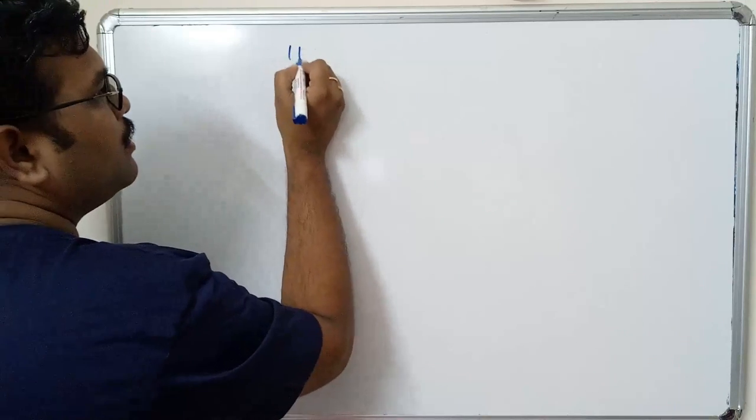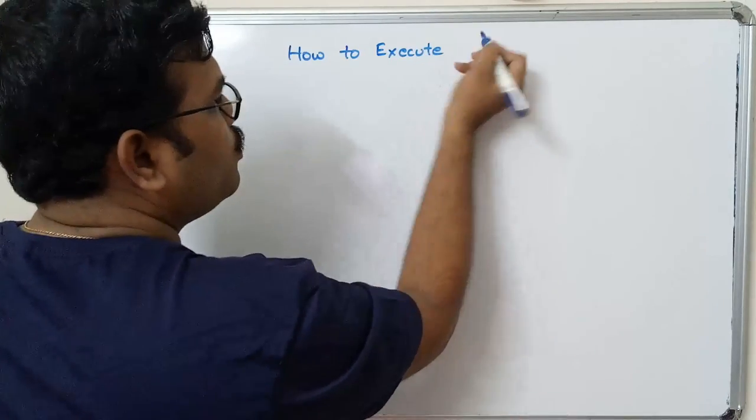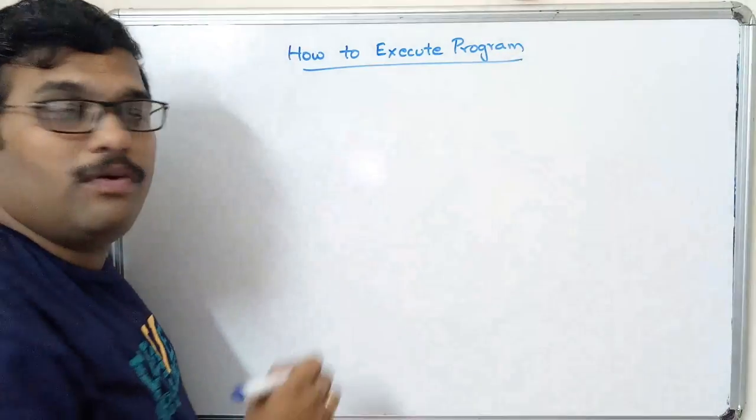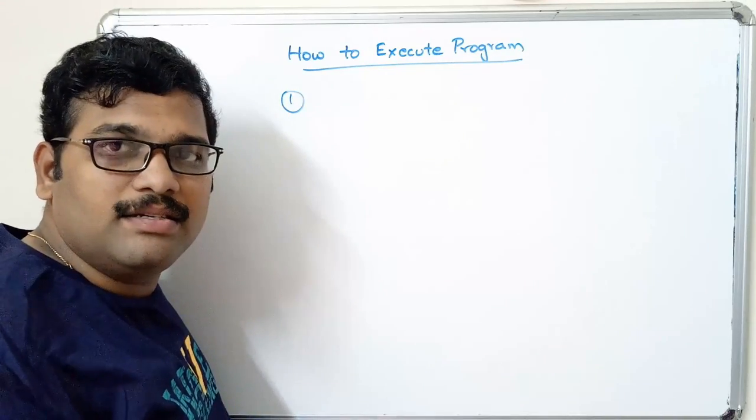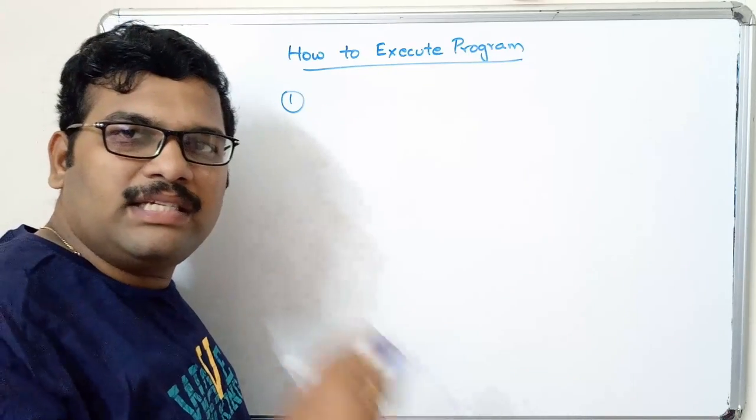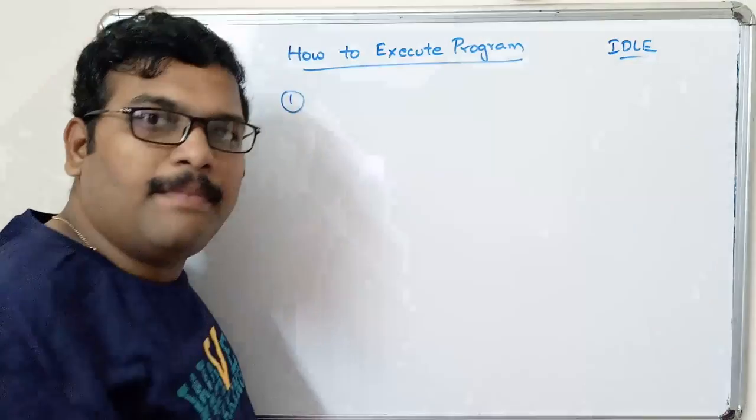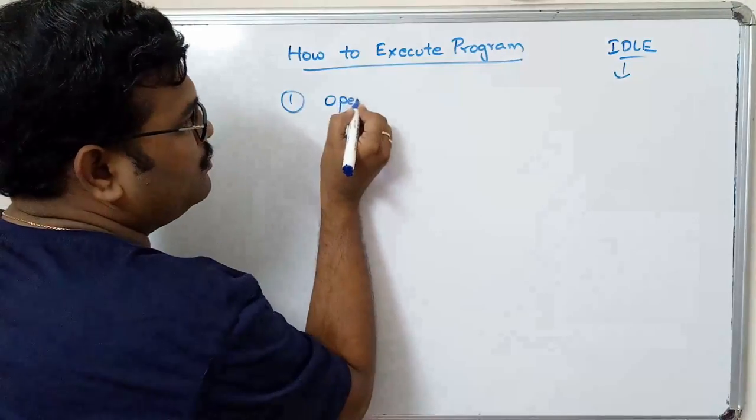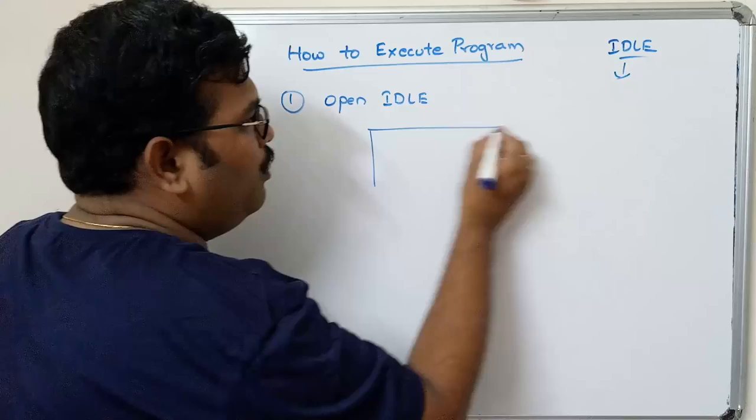So first, how to execute a program. The very first step is we have to write the code, that means we have to write the instructions. For writing the instructions, we need to open the editor. Here in the previous session we have installed IDLE, so you can find this in your system after installing Python. So open this IDLE. You will get a window.